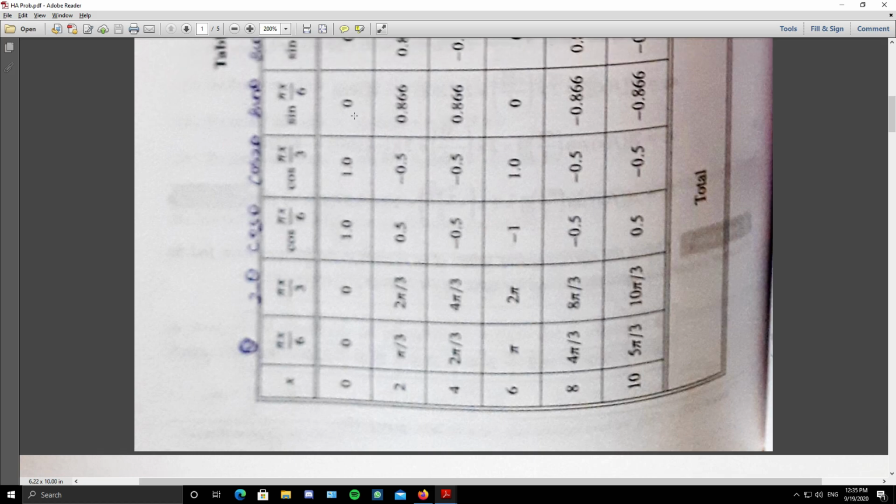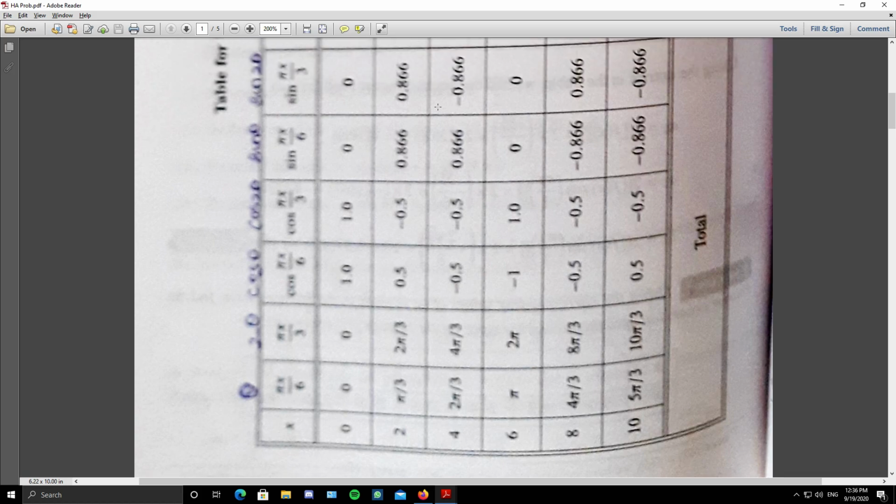Then sin theta: sin 0 is 0, sin pi by 3 is 0.866, root 3 by 2. Don't write in fractions, write the values in decimals. Sin 60 is root 3 by 2, that is 0.866. Sin 2 pi by 3 is 0.866, sin pi is 0, sin 4 pi by 3 is minus 0.866, sin 5 pi by 3 is minus 0.866.